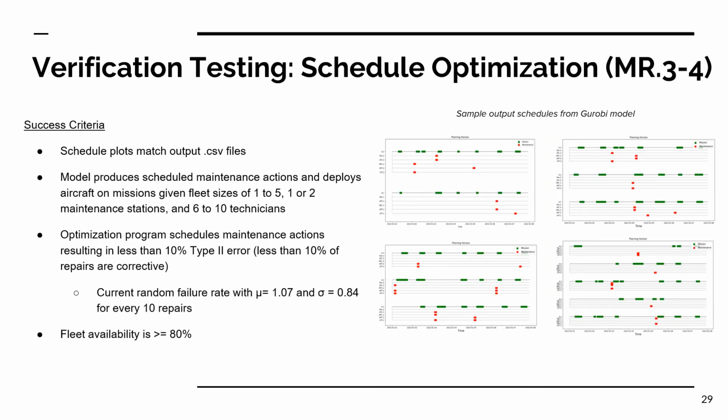Our success criteria: the schedule class will match the output of the CSV files from the system, so that you can then export the data and look at the maintenance actions more directly, and the model produces scheduled maintenance actions and deploys aircraft missions of given fleet sizes, and given maintenance stations and technicians. The optimization program scheduled maintenance actions resulting in less than 10% type 2 error, and the fleet availability is greater than or equal to 80%.